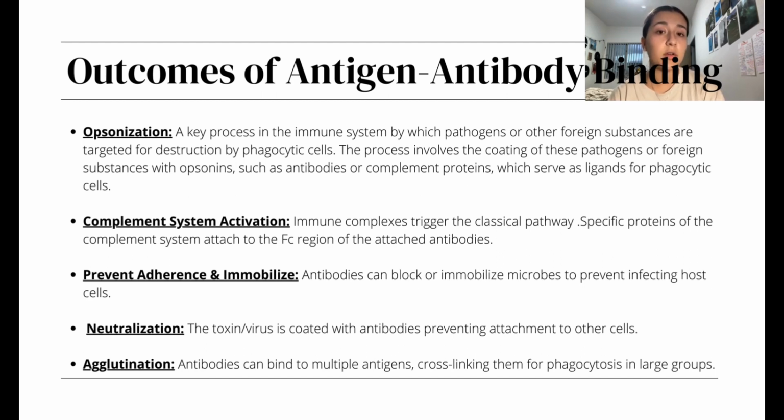Neutralization also occurs in antigen-antibody binding, which is where the toxin or virus is coated with antibodies, preventing attachment to other cells. And lastly, agglutination is another outcome, which is where antibodies can bind to multiple antigens, cross-linking them for phagocytosis in large groups.